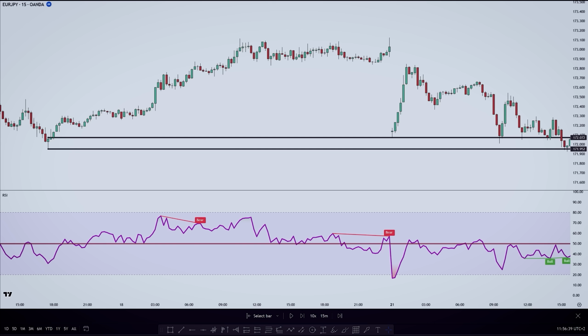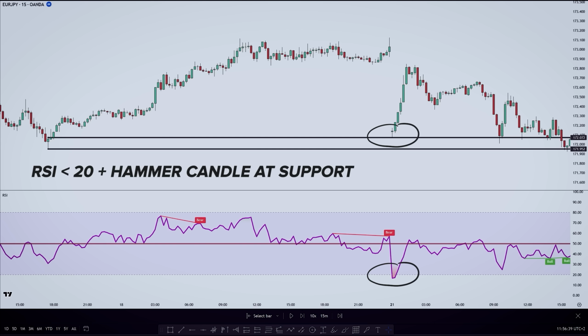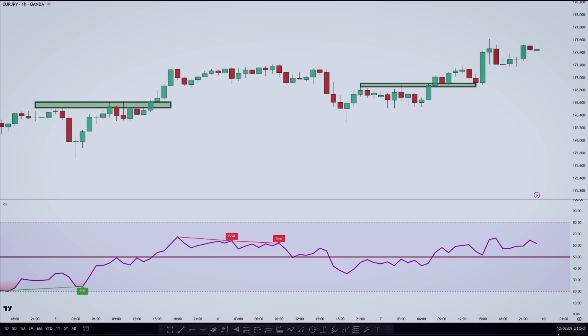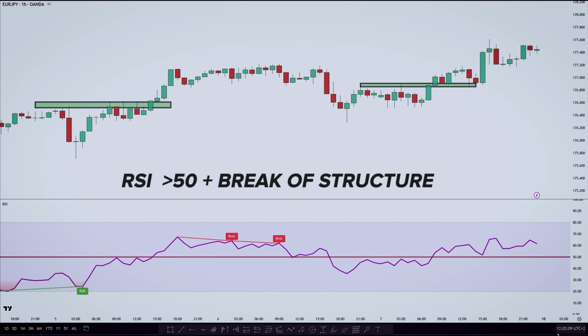Watch for these combinations. RSI oversold plus hammer candle at support. That's a power move upcoming. RSI overbought plus shooting star at resistance. That's your short setup. Another killer combination, RSI trend signal plus break of structure. Price breaks above resistance and RSI crosses above 50 at the same time. That's trend continuation confirmed by momentum. These trades are high probability.